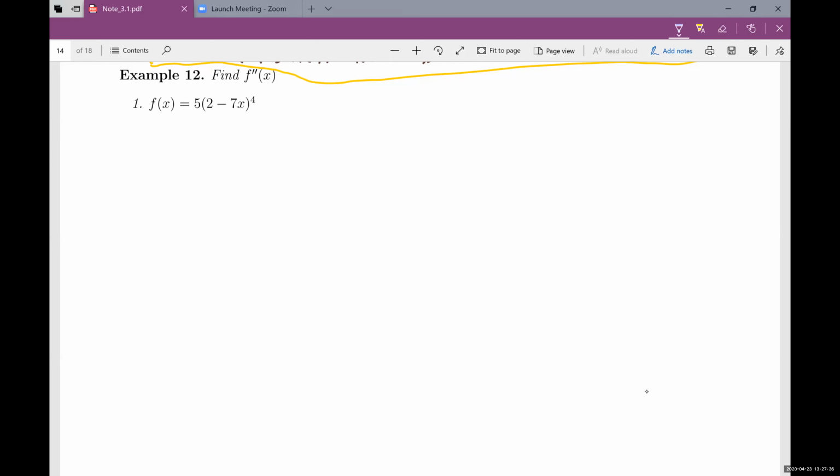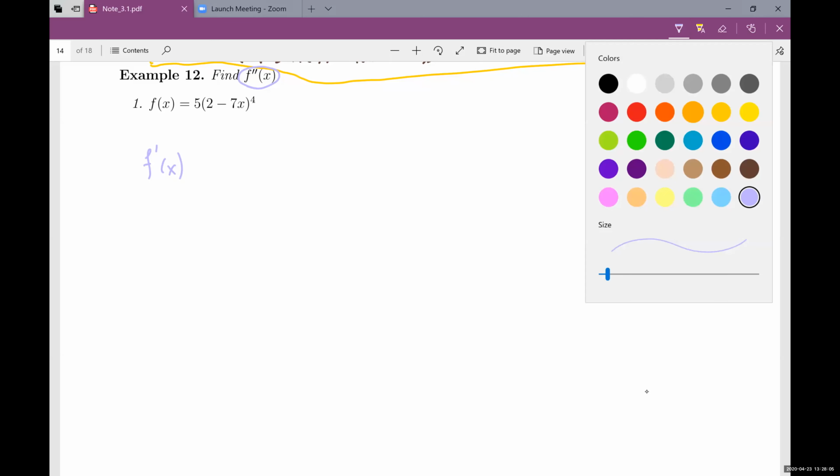All right, so the next example is an example of how to find the second derivative of a function. If you're given a function f of x equals 5 times (2 minus 7x) to the fourth, and you're asked to find the second derivative, f double prime of x, how can you do it? First, you have to find the derivative of the function, the first derivative, right? And in this case, we have to use the chain rule.